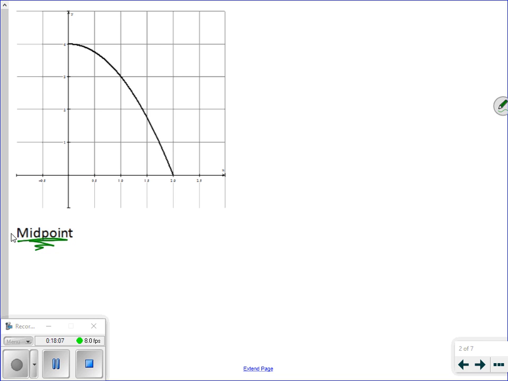But it's the same exact thing. So we're going to do the same problem. We're going to do y equals negative x squared plus 4. I'm going to say that we're finding the area between 0 and 2. And lastly, we're going to use 4 rectangles. Okay, 4 rectangles here.